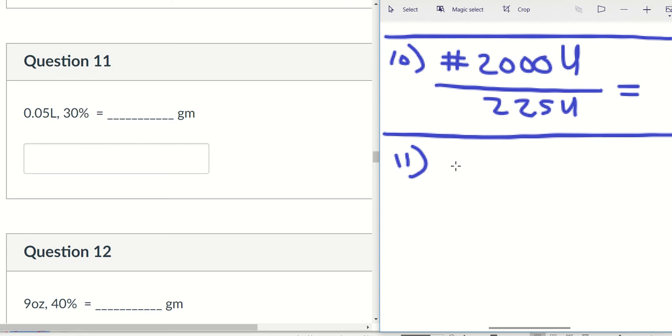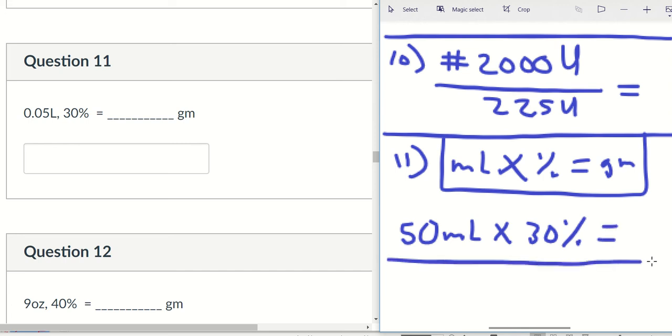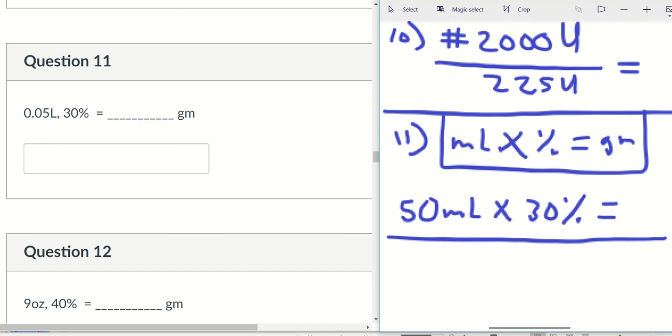Finding grams. So mLs times percentage will give you grams. So number 11, let's just plug that in. How many mLs do we have? Just 50 mLs. Yeah. And just use your percent button if you have it. 50 times 30%, that's a total of, yep, 15 grams.